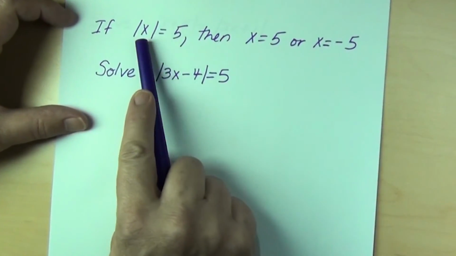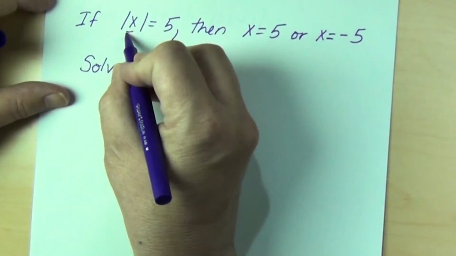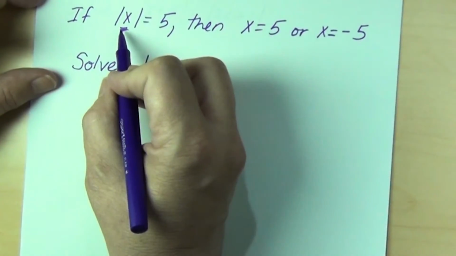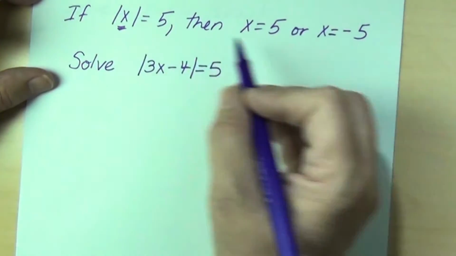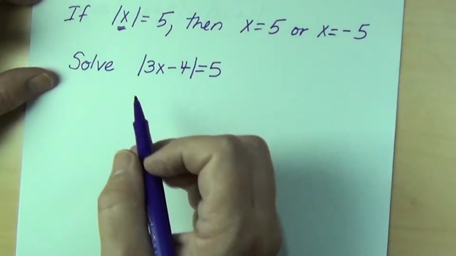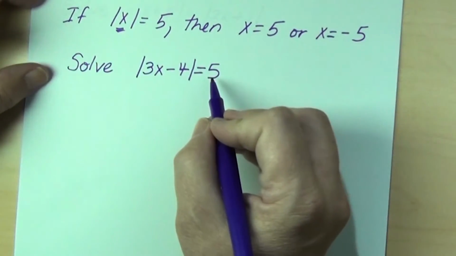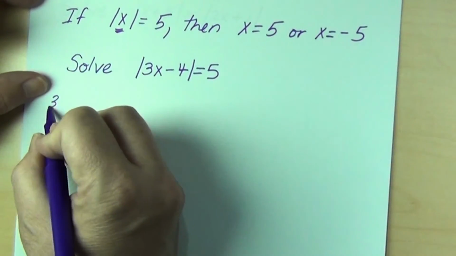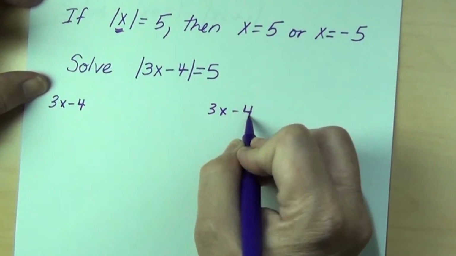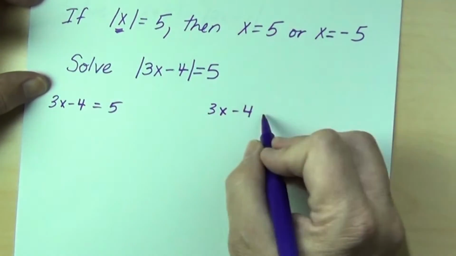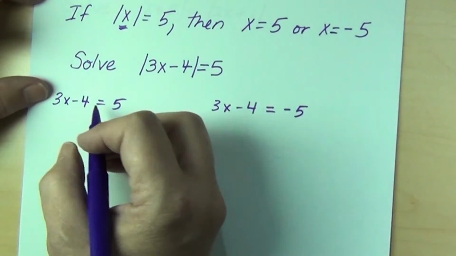If you have the absolute value of x equals 5, then this x will either have to be a 5, because the absolute value of 5 is 5, or a negative 5, because the absolute value of a negative 5 is 5. So this is the same thing. Here we have something else equal to the absolute value of 5. So we know that the stuff inside the absolute value will either be 5 or negative 5. So we have two possibilities. We have to work both of these out.